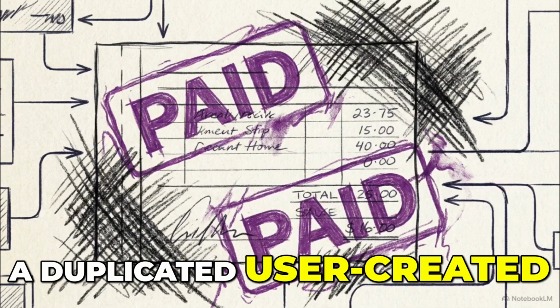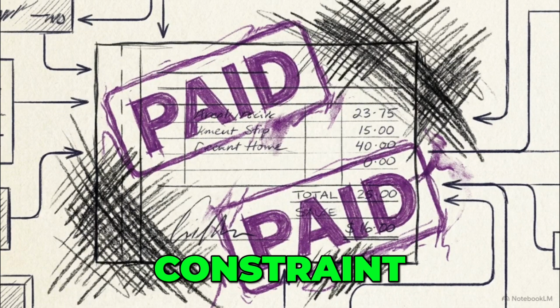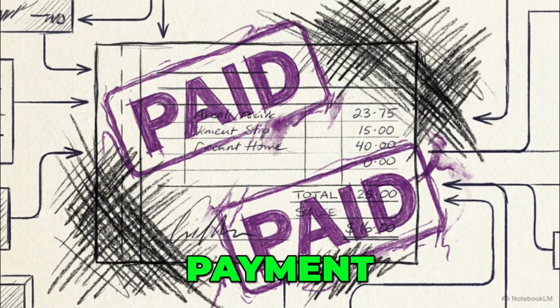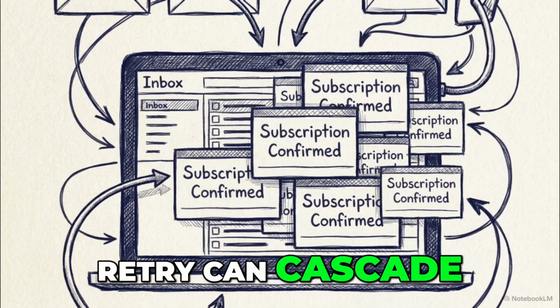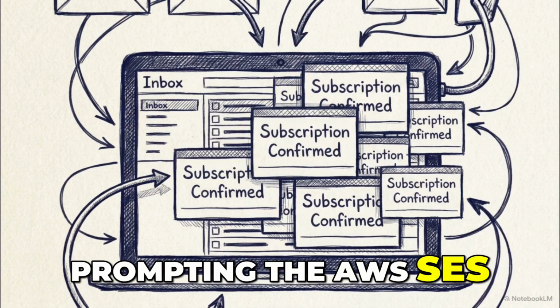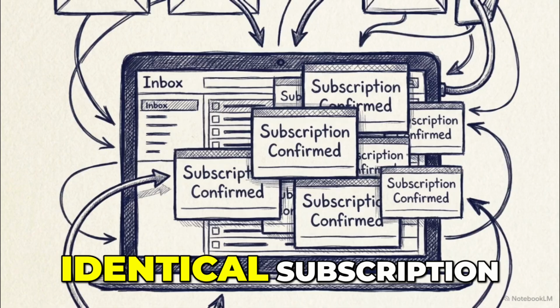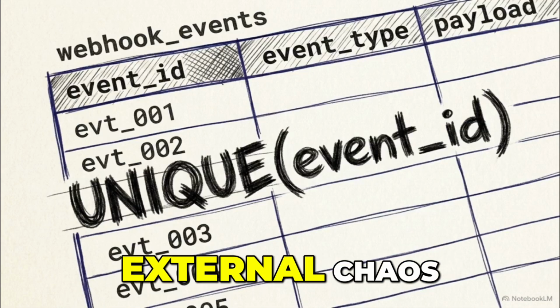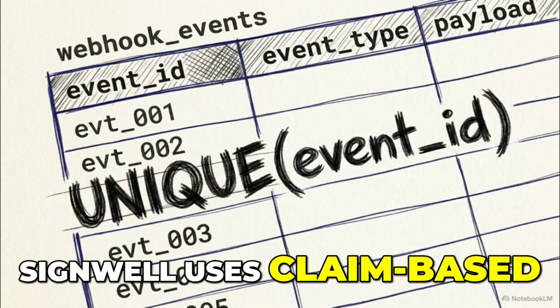A duplicated user-created event triggers a unique constraint violation in the database, or worse, processes a duplicate payment. A single aggressive Stripe retry can cascade, prompting the AWS SES pipeline to fire multiple identical subscription confirmation emails to a single user. To defend against external chaos, SignWell uses claim-based idempotency.